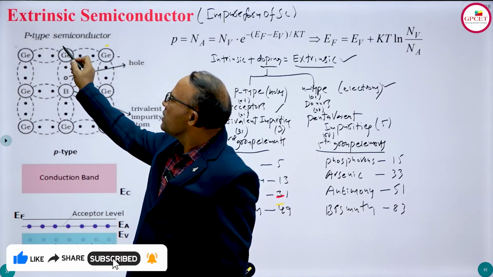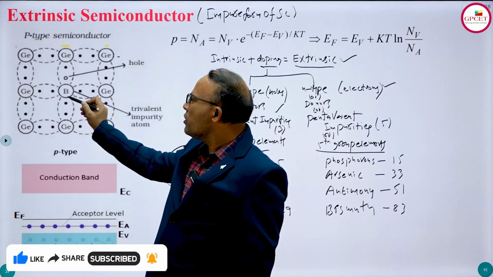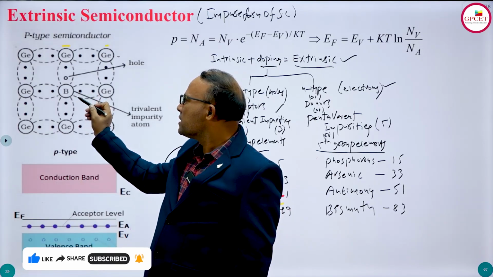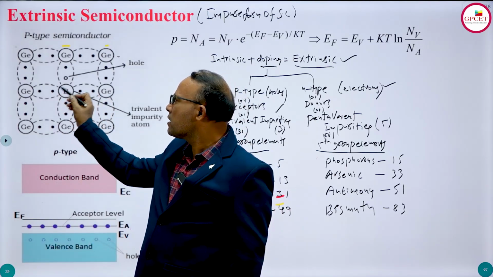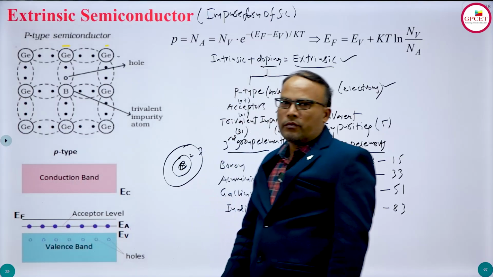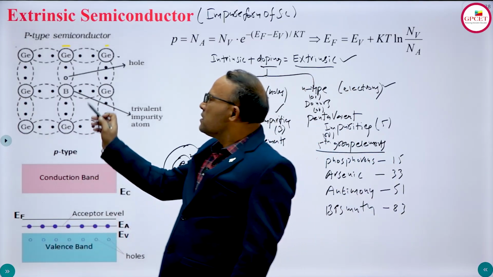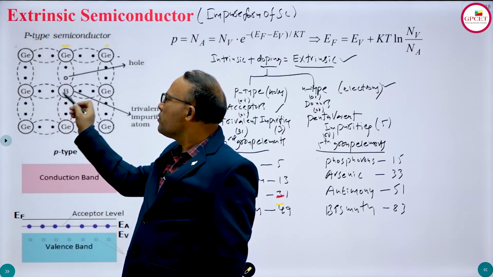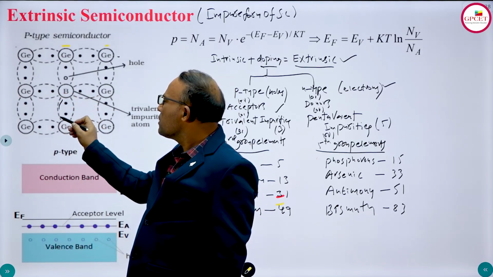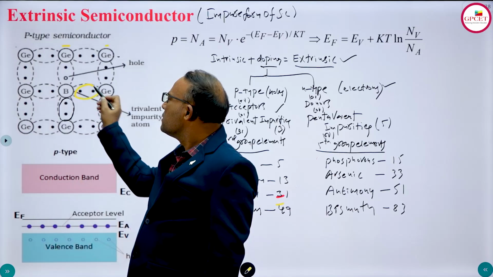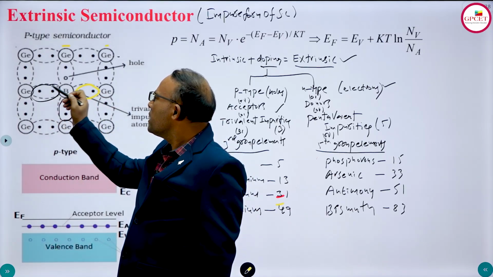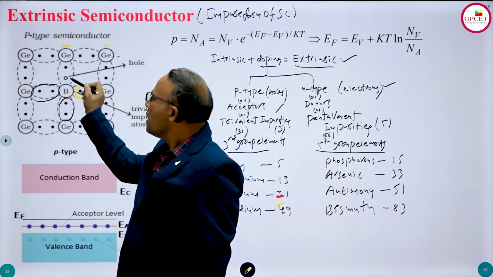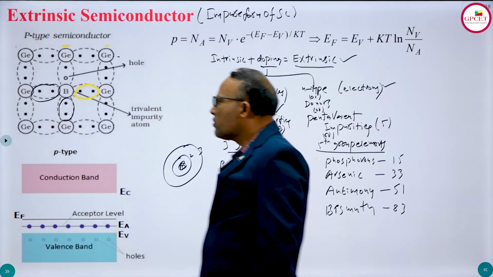Likewise, 1, 2, 3 and 4, and it is combined with the boron. Boron is trivalent: 1, 2, 3 electrons and 1 is a hole. So likewise, this electron and this electron form a covalent bond, and these are forming a bond here. But this is having a hole here and this is having an electron here.